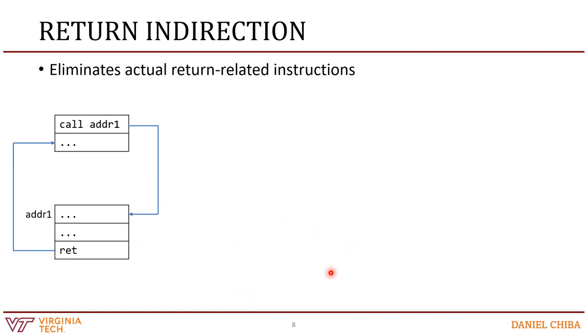Okay, so this is the first, return indirection is the first method that the authors have come up with, and it targets actual return related instructions. So, again, regular code in assembly, if you call an address, this implicitly means that the return address, that's this address here, would be pushed onto the stack. And once the call function completes execution, the ret instruction will pop that address and jump to it.